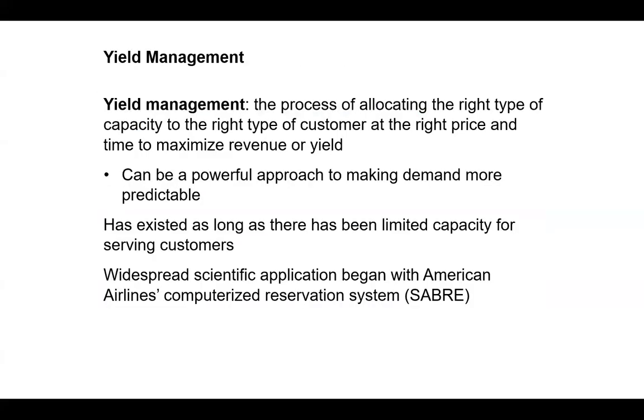Another thing I'd like to introduce for chapter 19 is yield management. This is the process of allocating the right type of capacity to the right type of customer, at the right place and time, to maximize revenue or yield. In some specific industries, they apply yield management, for example, the airline industry.